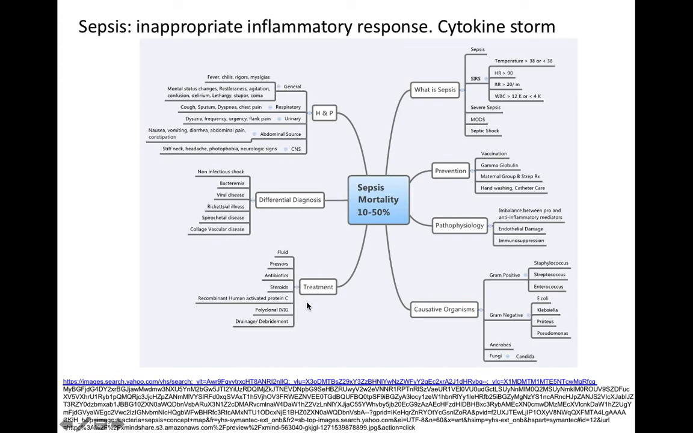Steroids have been used. See, this one I don't know about, you guys, the recombinant human activated protein C, polyclonal, passive immunity, guys, antibodies, drainage and debridement, trying to get rid of the pathogen. Prevention over here: vaccination, gamma globulin, maternal group B strep therapy, hand washing, catheter care. Pathophysiology, just the events behind this, right? And here's some of the causative organisms.